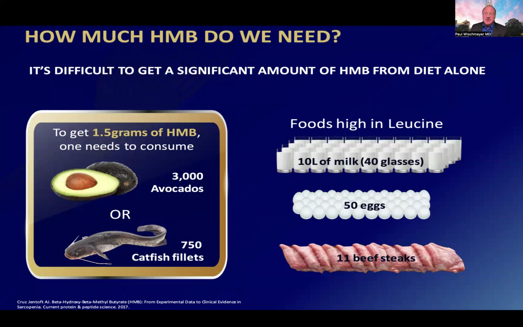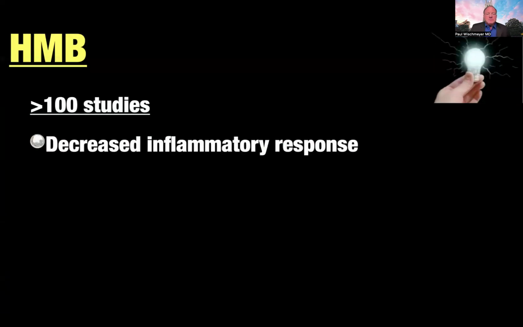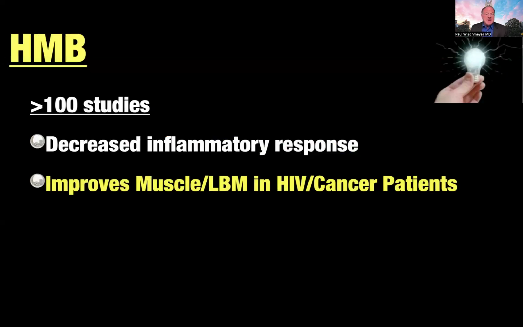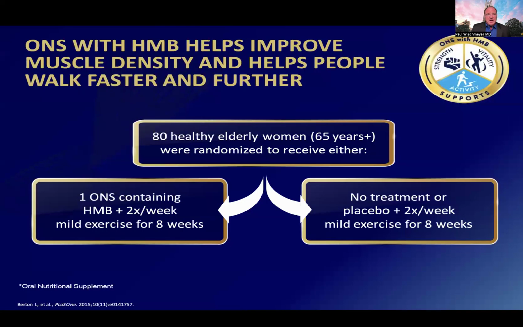It would take 3,000 avocados or a lot of meat or a lot of milk or a lot of catfish to get there. So again, it works by reducing muscle loss and inducing muscle synthesis. So it impairs NF-kappa B signaling, and it increases the mTOR signaling that allows muscle to be gained. There's numerous trials. There's way more than 100 studies now. It reduces inflammatory response. It improves muscle lean body mass. The original data in HIV and cancer patients, that's where it was studied first. Lots of data in the athletes to improve muscle gain and performance. It's very safe.